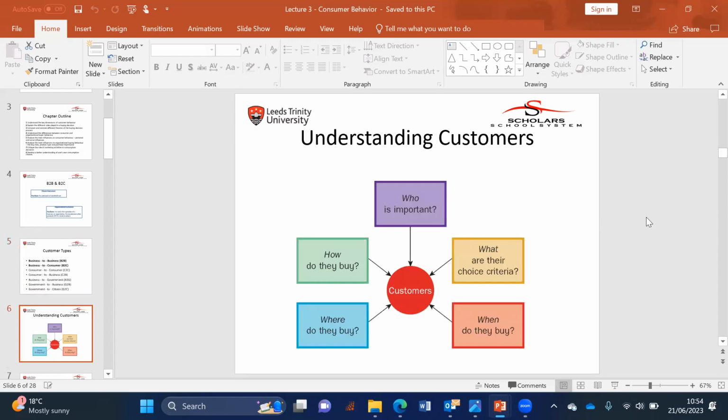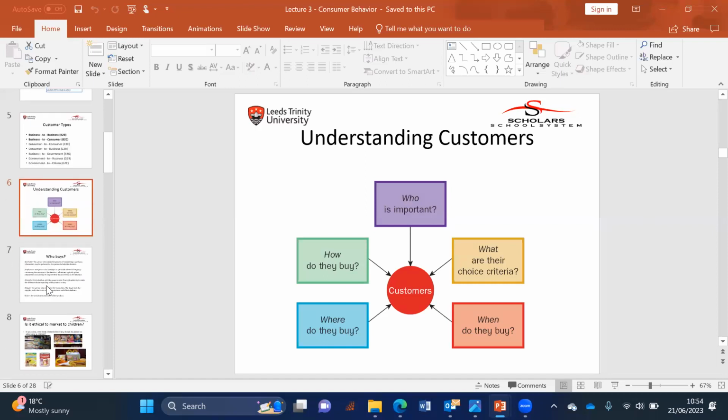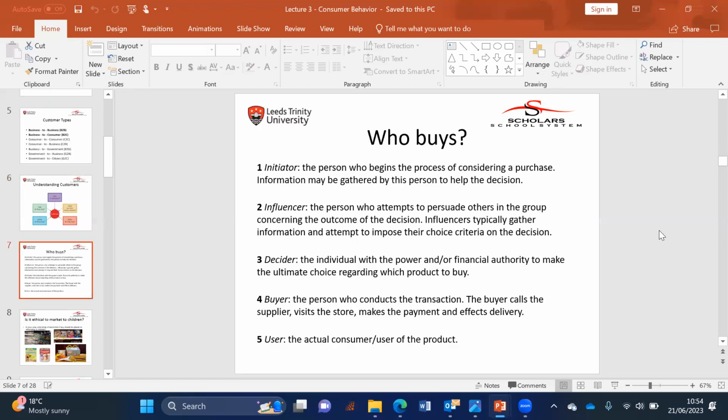And now we're going to try and understand customers. So who is important? What are their choices? What criteria, what things do customers look at when they're making that decision to buy? When do they buy? Where do they buy? And how do they buy? We're going to look at all these things together now. Who buys? So there's 5 different types of people who are involved in the process of buying.